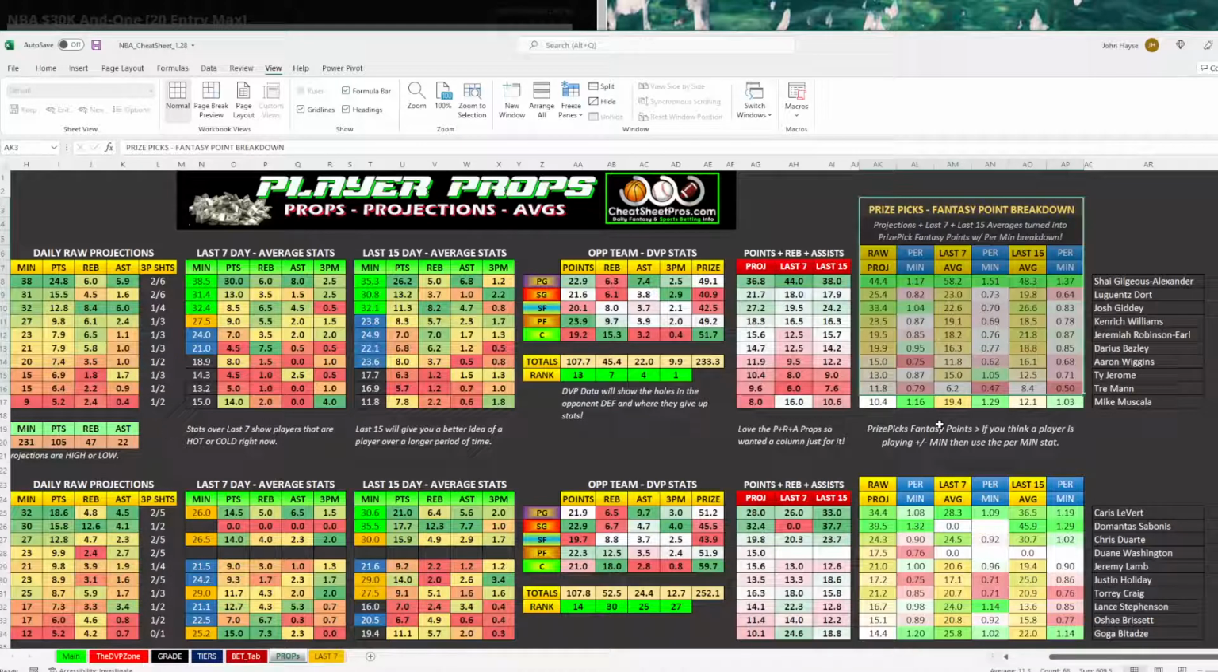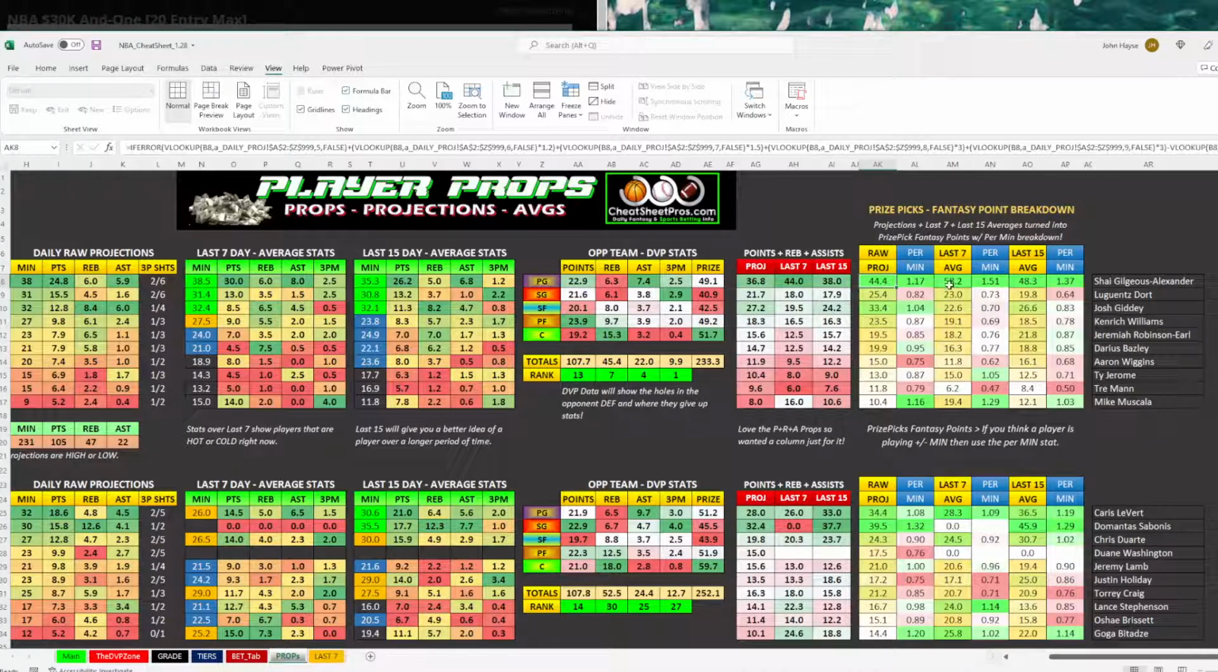So I flipped it and said, okay, what is the projection of the player in terms of Price Pick points, and recalculated it and flipped it into a Price Pick fantasy point per minute number. So you can see in Price Pick fantasy points what this player's projected at, what they've averaged the last 7, what they've averaged the last 15, and then I even put the per minute breakdown. So for example, let's see, who is this top guy here?